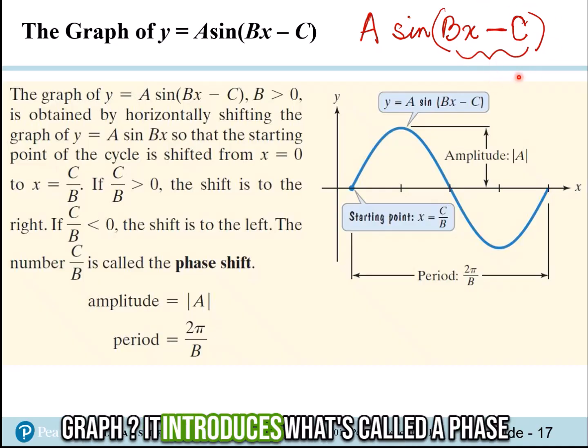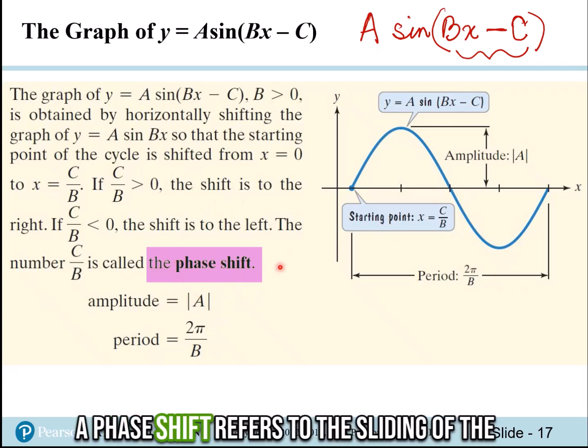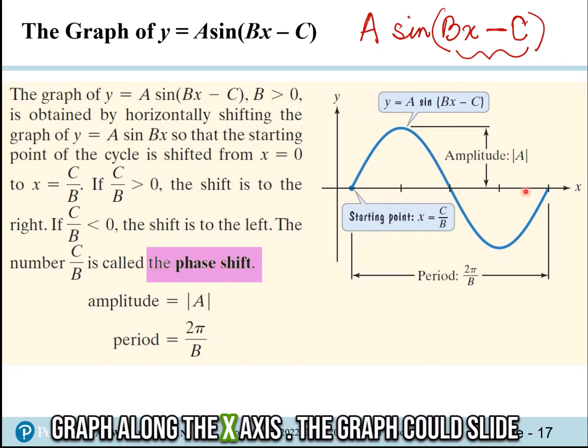Now, what does subtracting c from bx do to our graph? It introduces what's called a phase shift. A phase shift refers to the sliding of the graph along the x-axis.